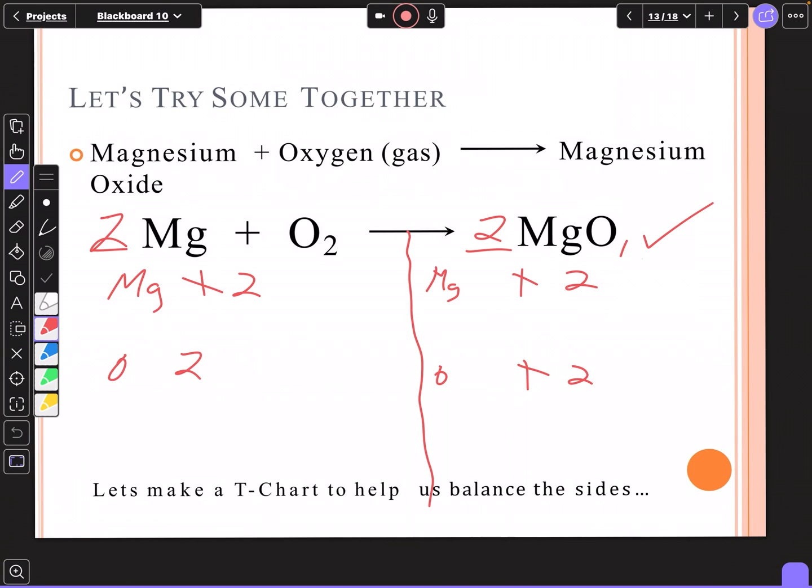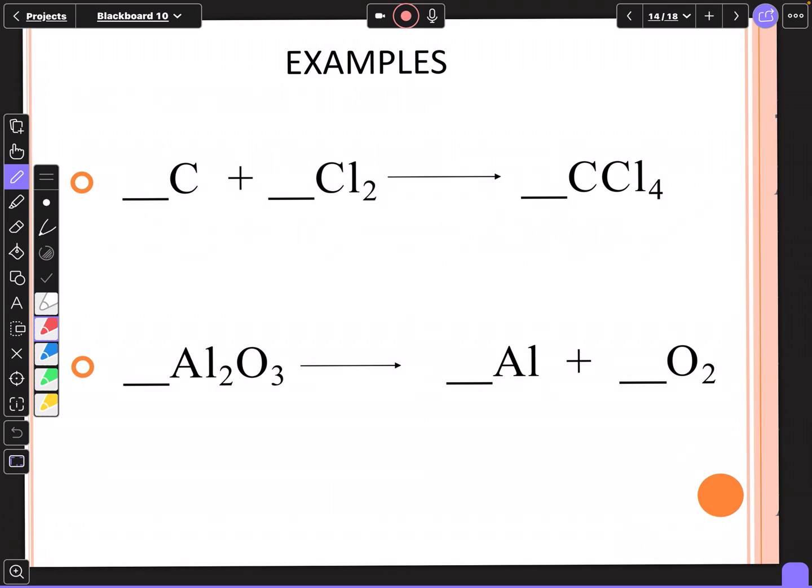So back to our example, if we had this one, we only have 1 product, so that's going to be a synthesis reaction. Okay, next example, we're going to balance it. We need to draw our T-chart. I know this reaction is made up of carbon and chlorine. I'll put that on both sides.